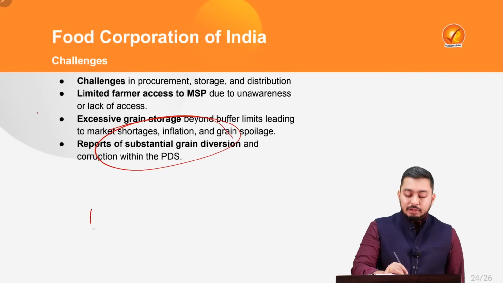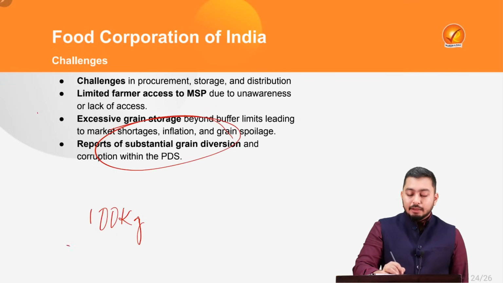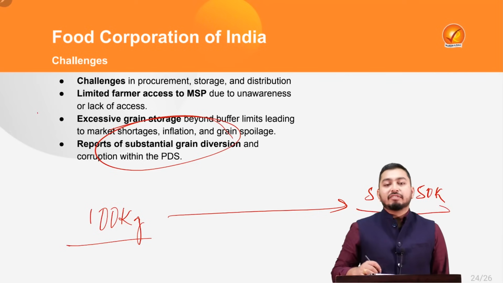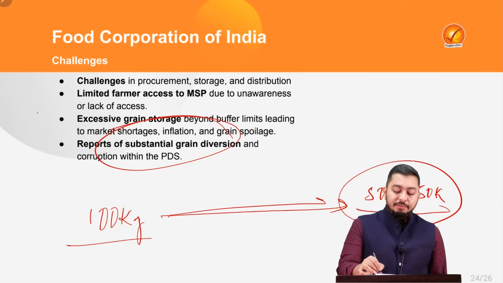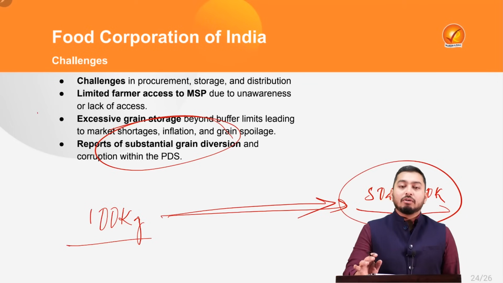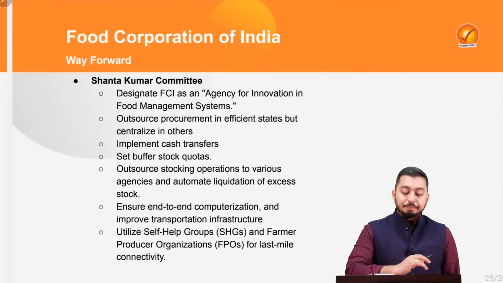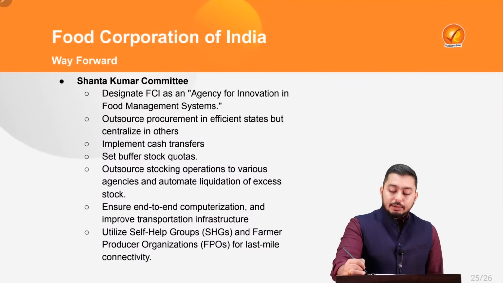Then the issue of grain diversion, right? So I am coming with 100 kg. By the time it reaches, it is 50 kg grain and 50 kg stone, right? 50 kg impurities, this impurity adulteration. This is going on, right? So plundering and grain diversion. Now, what is the way forward?